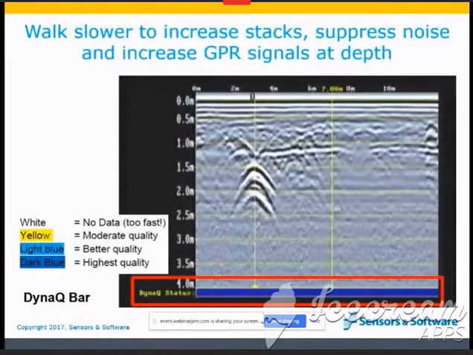So to get the most out of your GPR utility data, consider stacking more. Sensors and software systems make that easy. All you have to do is walk slower. That gives the GPR system the time it needs to stack the data more and increase the depth of penetration. Some of you may be familiar with the dark blue Dyna-Q bar plotted under GPR lines. The Dyna-Q bar is a color indication of how much the GPR trace above it has been stacked.